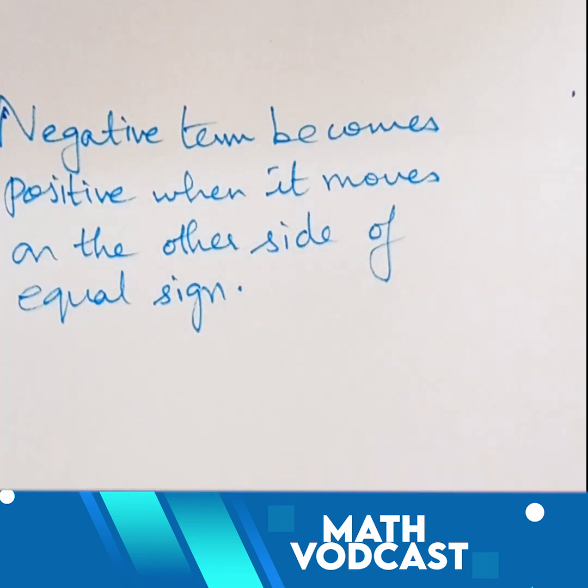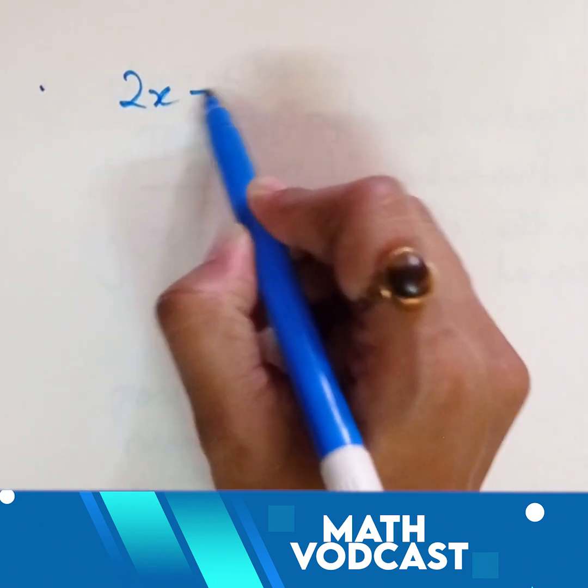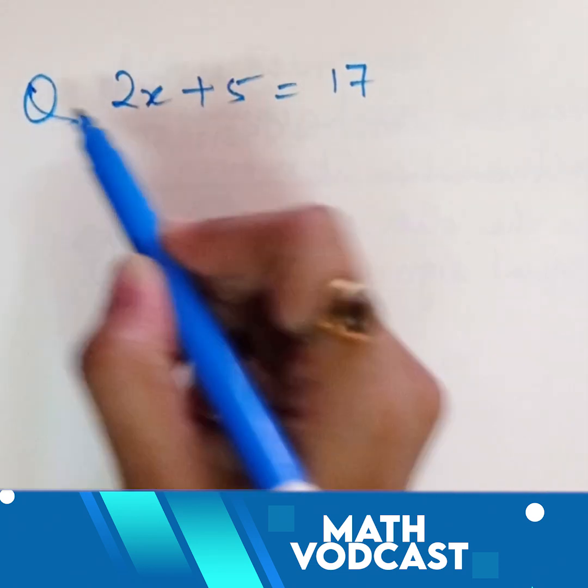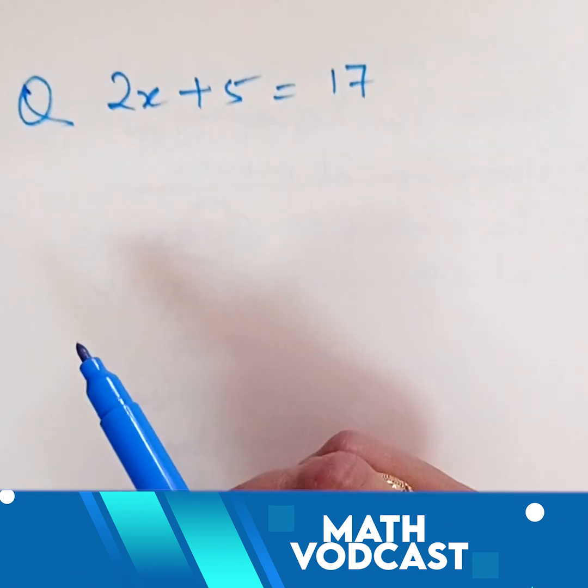Is that clear, students? I hope you all have understood the method of transposition. I will solve some more sums. 2x plus 5 is equal to 17. This is a question that is given to us. 2x plus 5 is equal to 17.